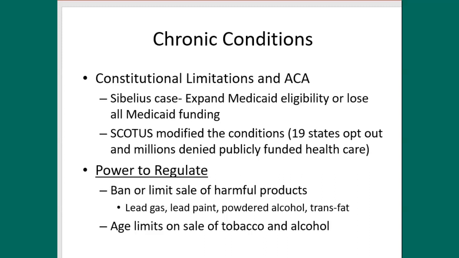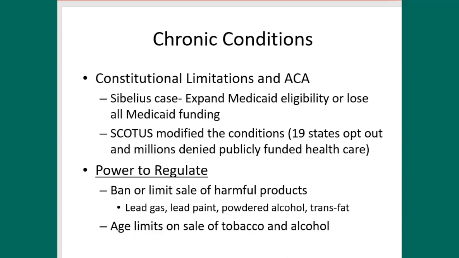The Supreme Court, in its decision, said, that's too far, that's too onerous, and you have not given the state a fair choice. Therefore, they modified the law by saying that a state which did not expand Medicaid eligibility would lose the extra Medicaid funding, but would not lose all of the federal funding that it previously had. As a result of the Supreme Court decision, 19 states opted out of Obamacare, and as a result, millions of Americans were denied publicly funded health care. So that's an unfortunate consequence.